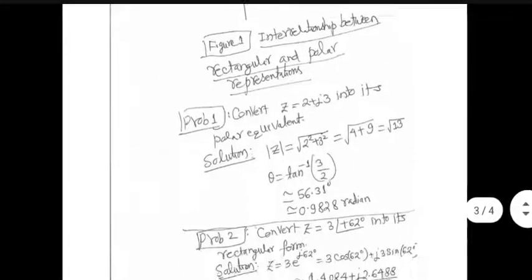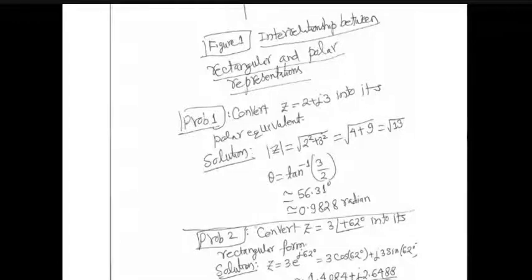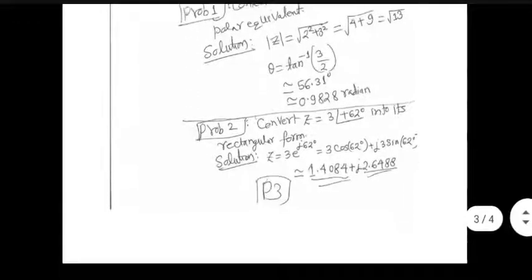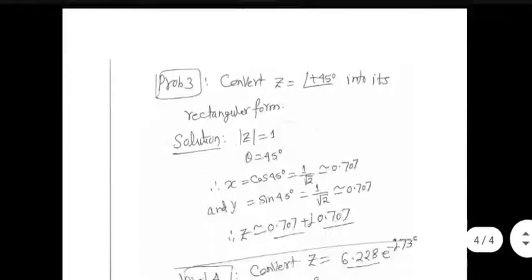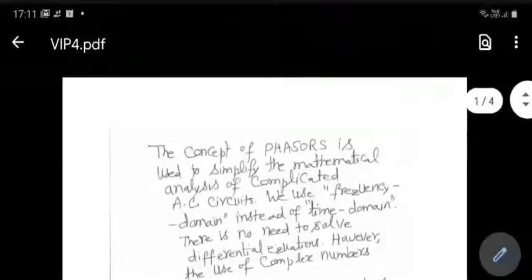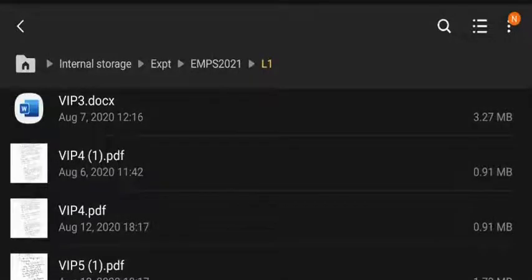Some numerical examples of how to convert a complex number from Cartesian to polar and the other way around. Go through it carefully once you get the document. What I am trying to get at is how to define phasors, which is not in this document, unfortunately. So give me 1 minute.